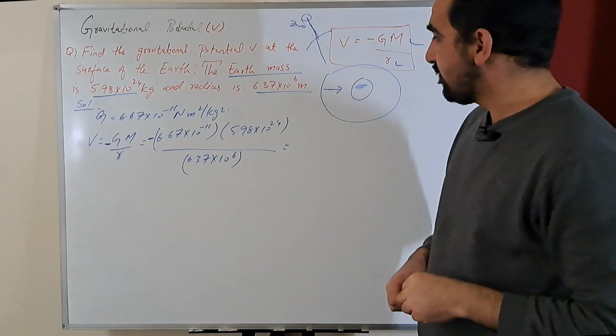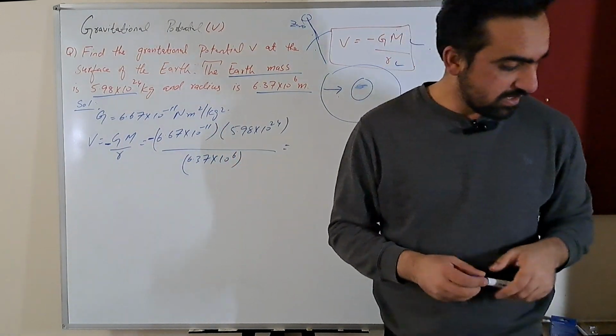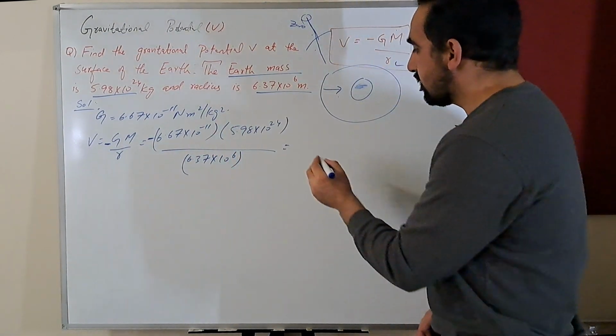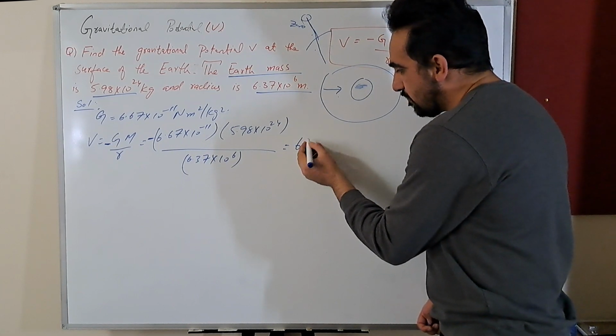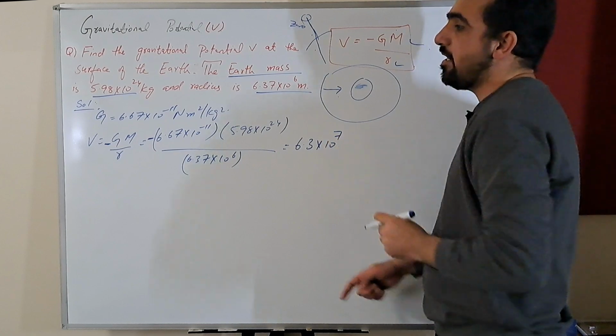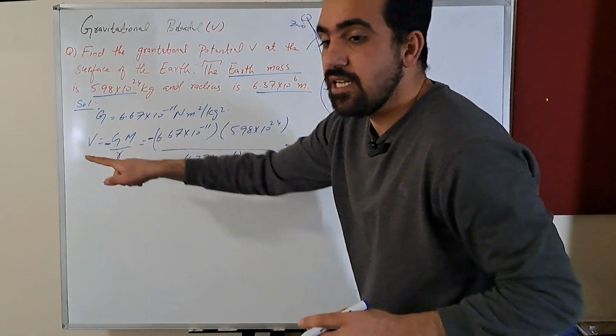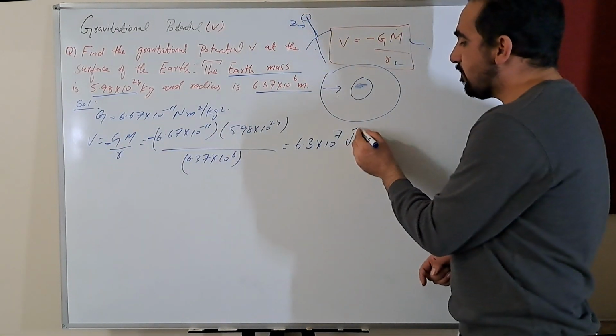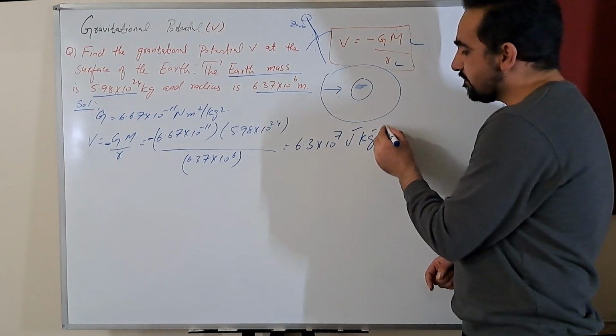So what do we get? If you multiply, minus 6.3 times 10 to the power 7, and it is potential energy per unit mass, so it is joule per kilogram.